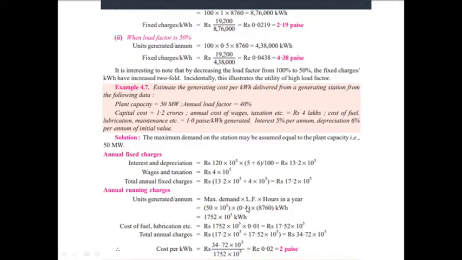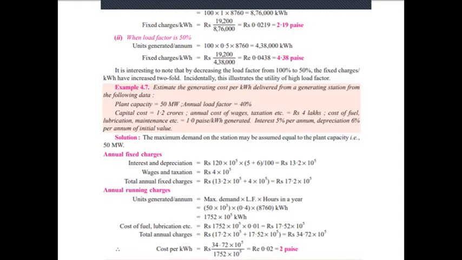So into load factor, which is 40% or 0.4, into hours in a year, 365 into 24 is 8760. So you will get directly, in kilowatt hour, these units generated per annum. After simplifying this, you will get 1752 into 10 to the power 5 kilowatt hour.